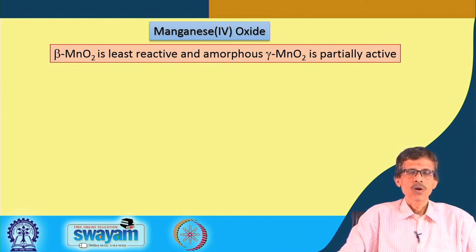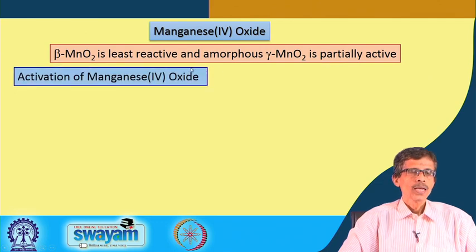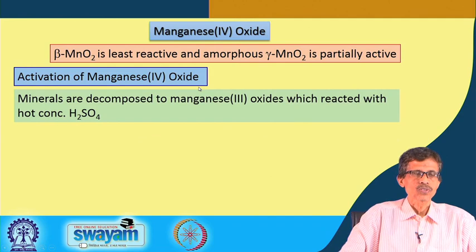So, the solid state catalytic behavior of this will be different if we are able to make beta MnO2 or gamma MnO2, which can have different reactivity, because the beta form is least reactive and the amorphous gamma form is partially active. How do we go about this activation, that means activation of manganese 4 oxide?